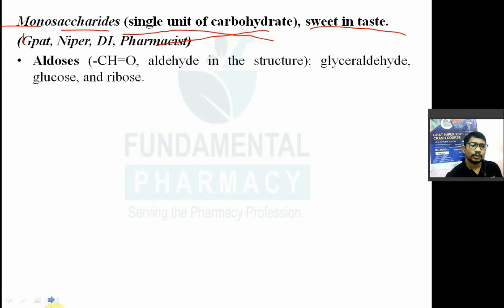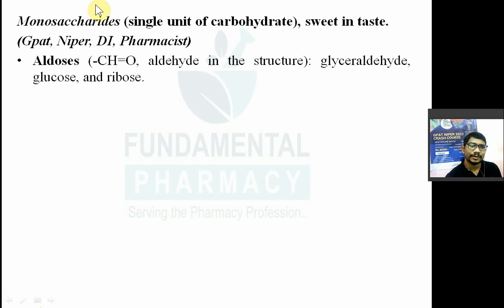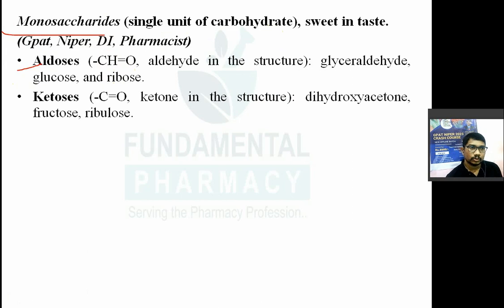So the first is the aldoses. Monosaccharides are classified into two types depending upon the functional group. So depending on the functional group, monosaccharides are classified into two types: aldoses and ketoses. ठीक है, ketoses. तो monosaccharide का भी classification further होता है. So monosaccharides are classified into two types: aldoses and ketoses, depending on the functional group.